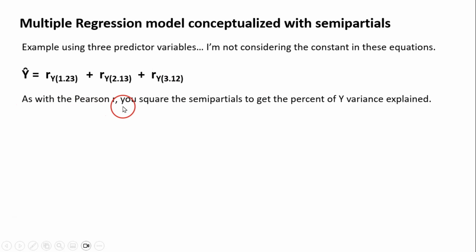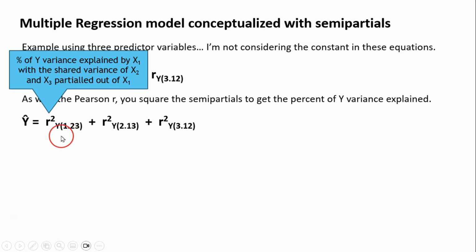Now, as with Pearson R, if you square the semi-partials, you get the percent of Y variance explained, which would be sort of your endpoint of your interpretation here. So all I'm going to do now is do exactly the same thing I did before and just square those, and we can interpret them accordingly.